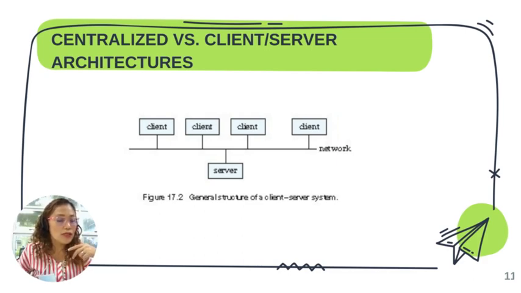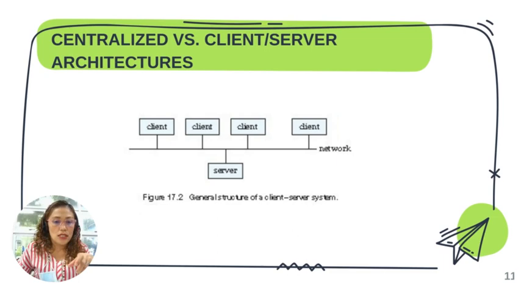So all the requests will still be coming from the client and it will be processed in the server. And whatever is the response of the server to each client request, then it will be displayed to the certain client who requested that particular task.